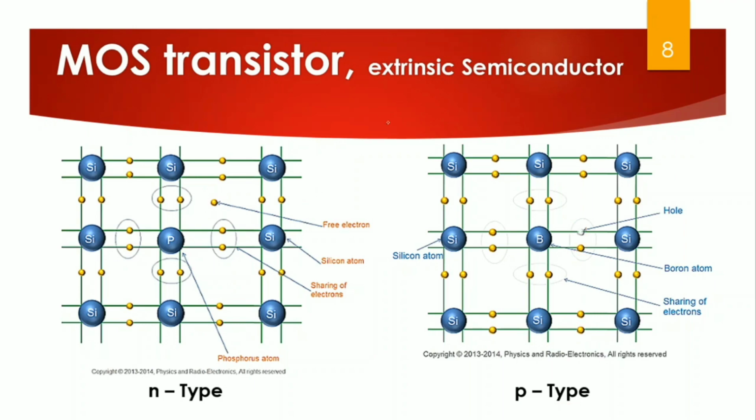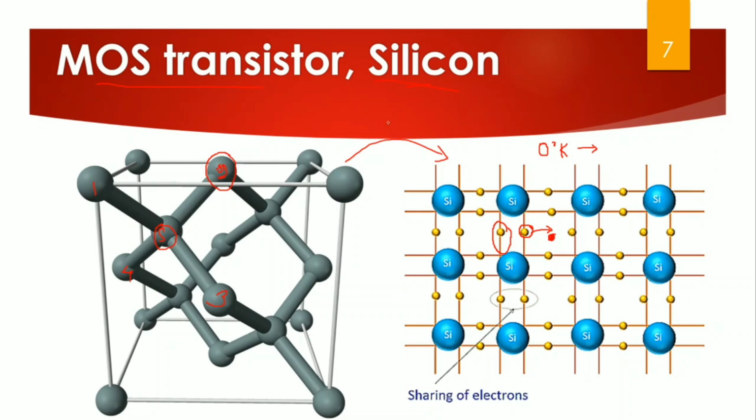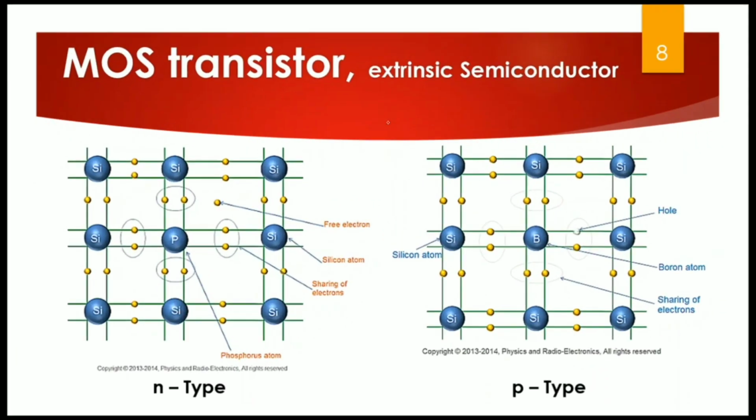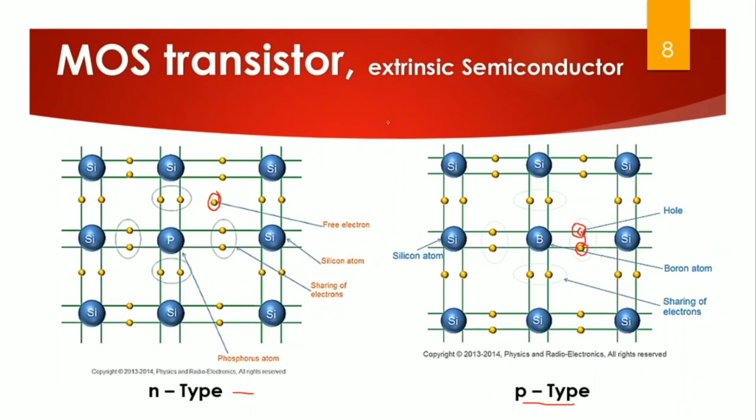The purest form of silicon is called intrinsic semiconductor, and the impure form, the one which you have doped, is called extrinsic semiconductor.